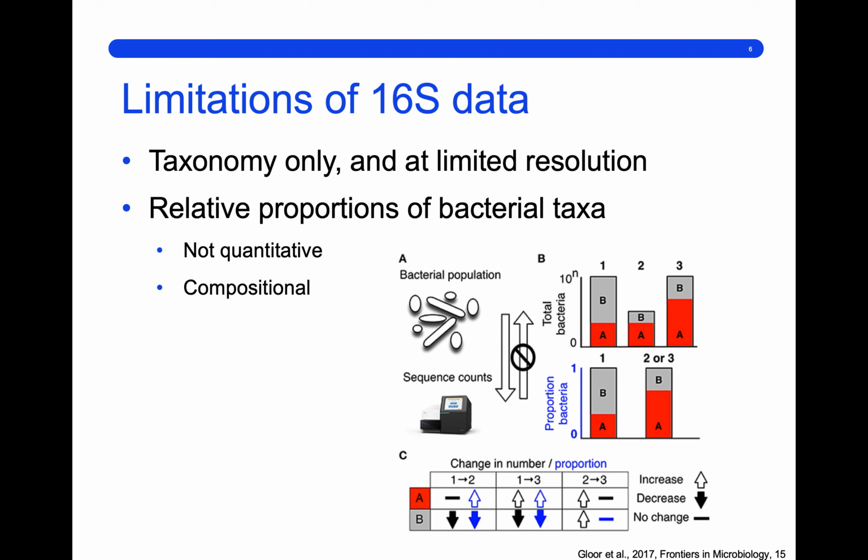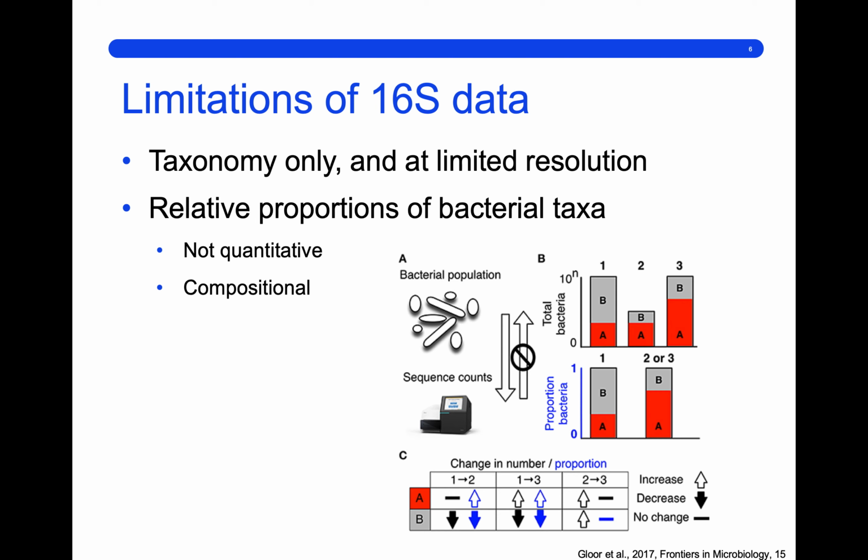So you can see in the figure here, if you look up the top here, this is showing what the hypothetical real situation is in terms of numbers of bacteria. And let's say we have two different types of bacteria, bacteria A and B, and then we've got these three different scenarios here. So you can see in scenario 1 and 2, the number of bacteria A is the same, but there's a lot less B in 2, but there's also a lot less bacteria in 2. And then in 3, we have a similar number of bacteria to 1, but we've got a lot more A than B.